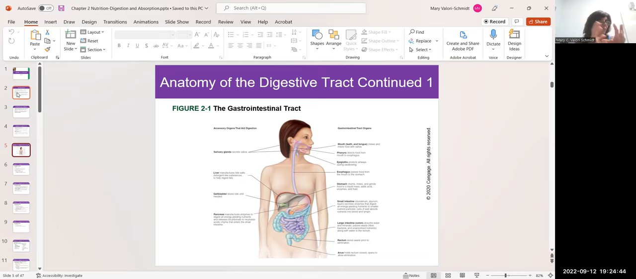Okay, so the stomach releases the hydrochloric acid. The acid breaks the food down into a substance called chyme, C-H-Y-M-E, which kind of looks like baby food, oatmeal, like pure mush, right?